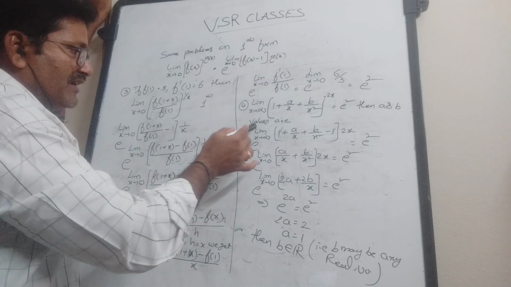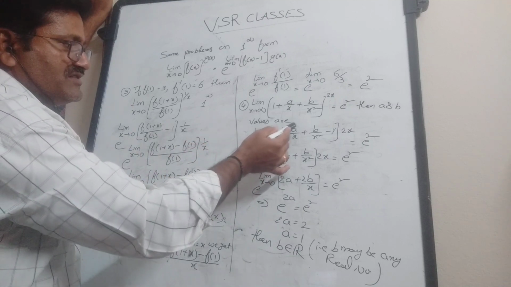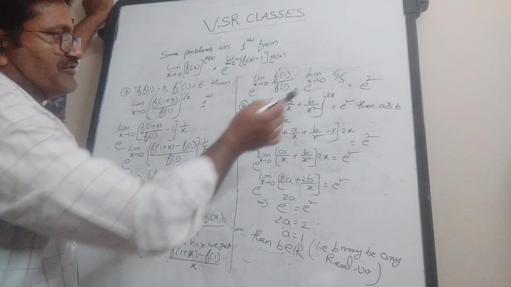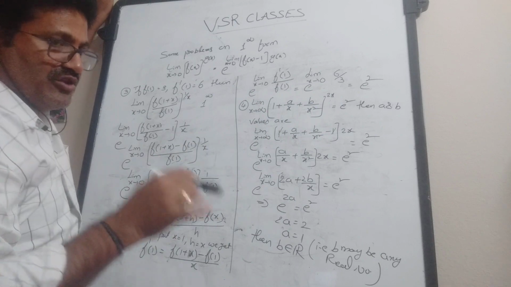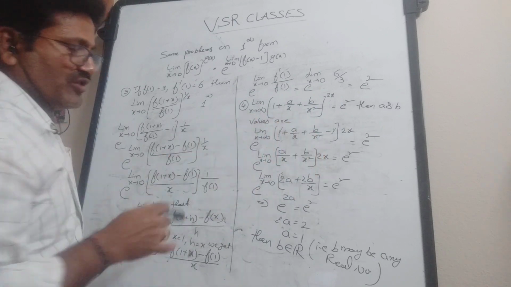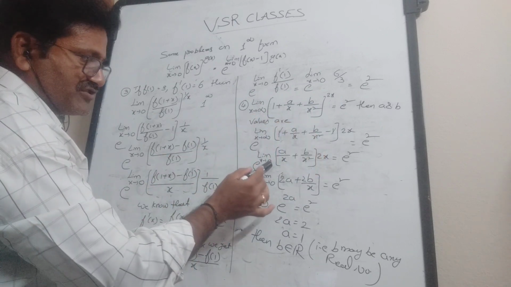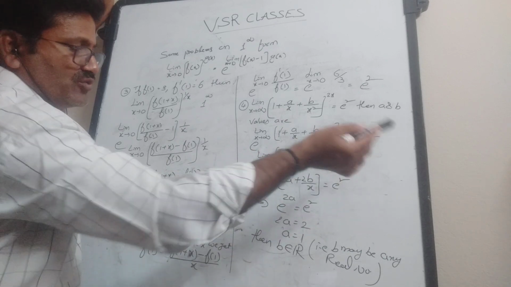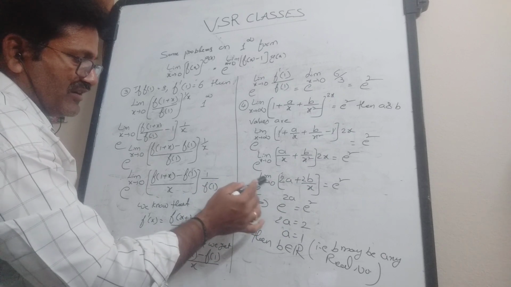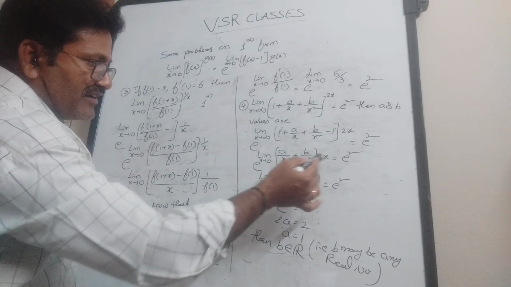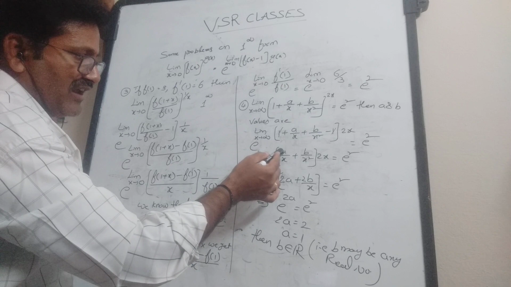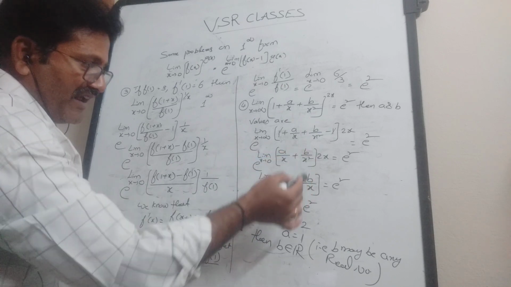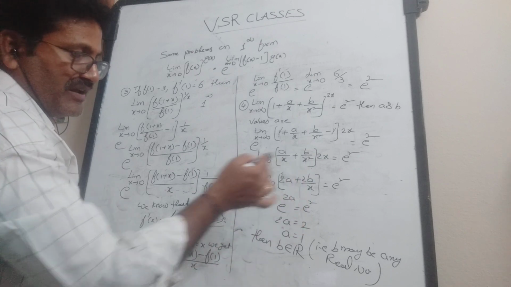So e power limit x tends to infinity, 1 plus a by x plus b by x square minus 1, into 2x. Okay, this is a function f of x and this is a function g of x. Apply it. Minus 1 and plus 1 will be cancelled. E power limit x tends to infinity, a by x plus b by x square into 2x is equal to e square. Then apply the internal multiplication of 2x. You will have x cancelled and 2a is the remaining value, and 1 x will be cancelled and 2b by x is the remaining value there.